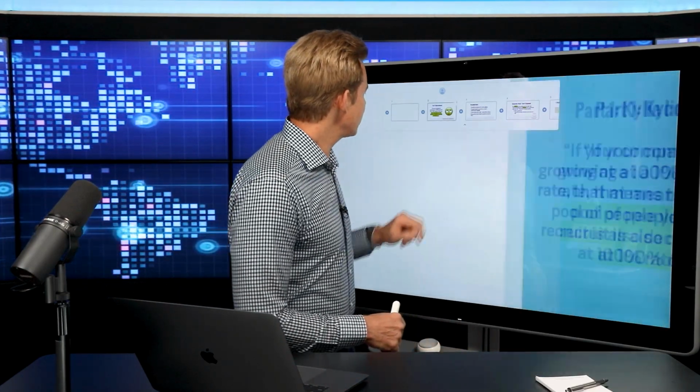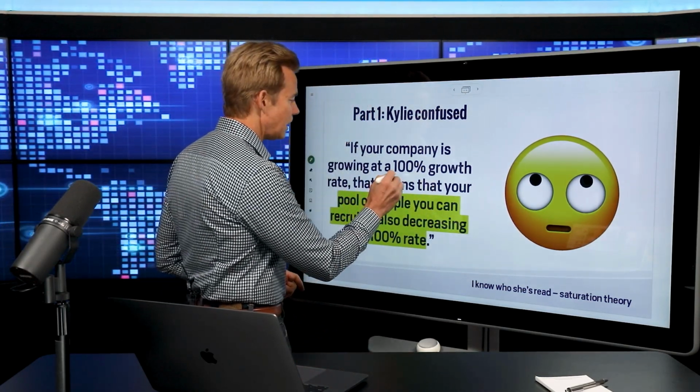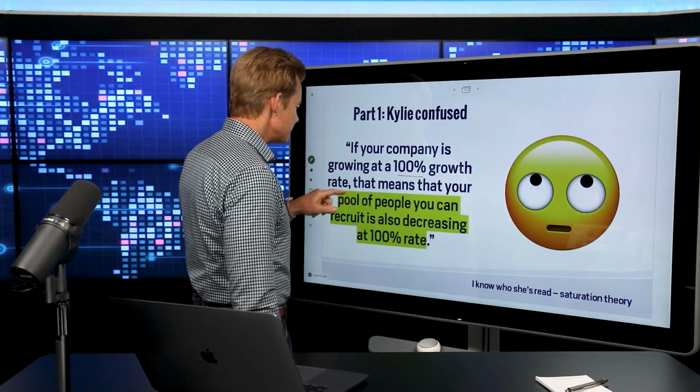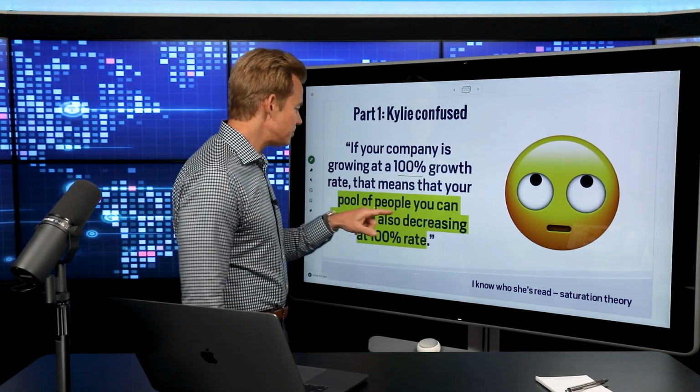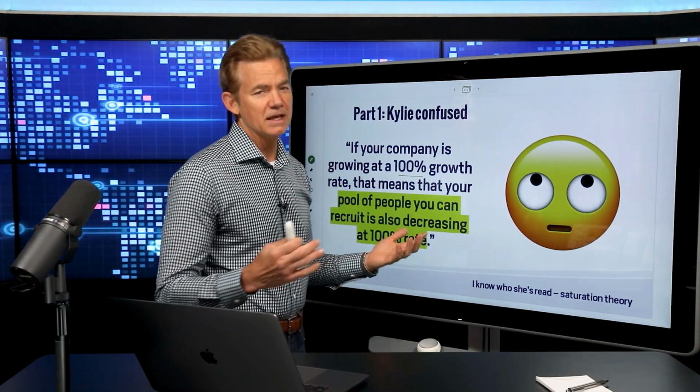So our MLM is growing at a 100% rate. If your MLM is growing at a 100% rate, that means that your pool of people who you can recruit is also decreasing at a 100% rate. Okay. So that one's a little confusing to me. I can't quite figure that one out. If your company is growing at 100% growth, that means that your pool of people you can recruit is also decreasing at 100%. Okay? All right.